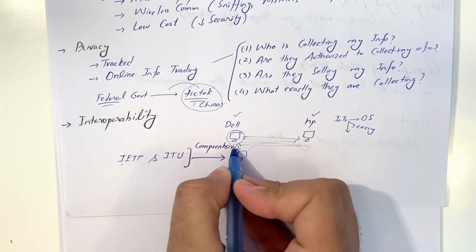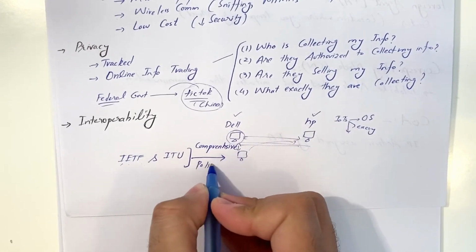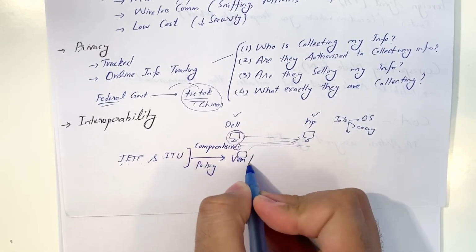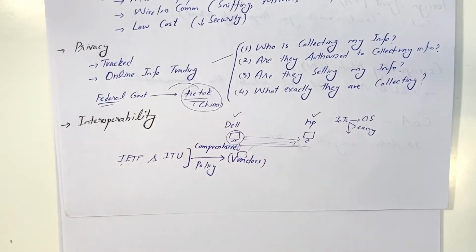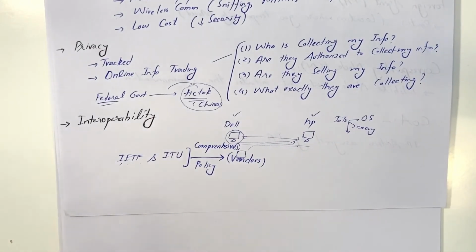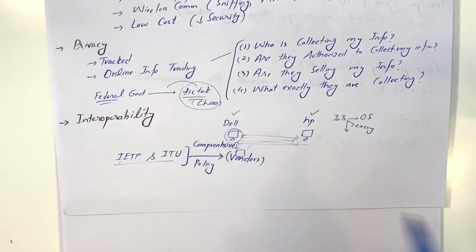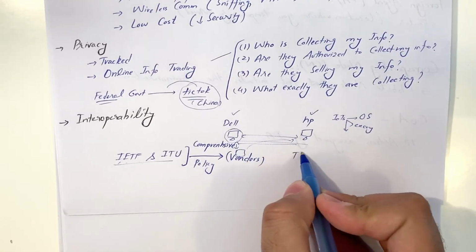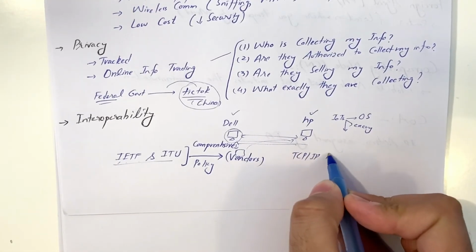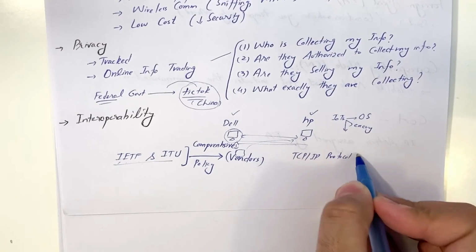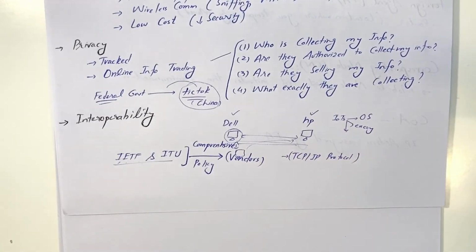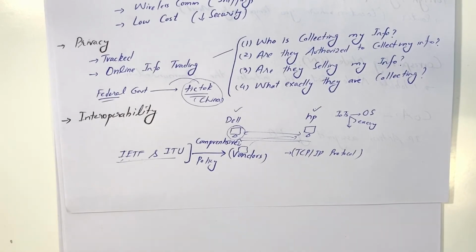They have formulated a comprehensive policy for all vendors. Vendors have to comply with the policy of IETF and ITU in order to operate, in order to use the internet, in order to use IoT. And that particular policy encompasses the TCP/IP protocol. All these sensors or devices have to have the TCP/IP protocol exactly common.